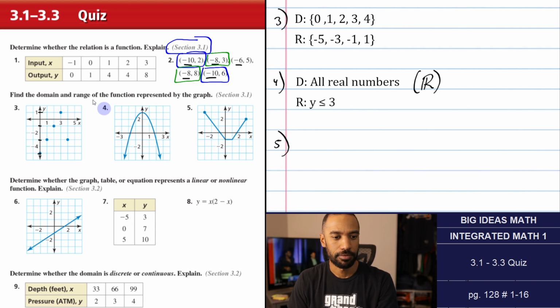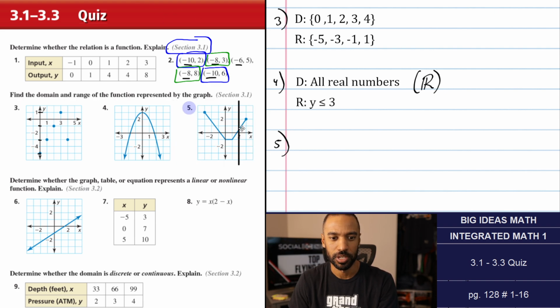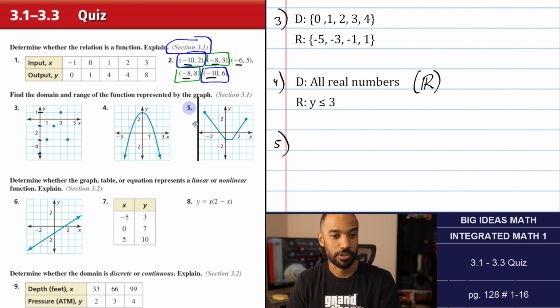Now, number 5, I'll play more in the scanner role with this. I'm going to draw myself a vertical line right now and let this scan left to right. And let's see how far left this graph goes, how far right this graph goes. When my sensor goes off is when we hit points. Ready? Here we go.